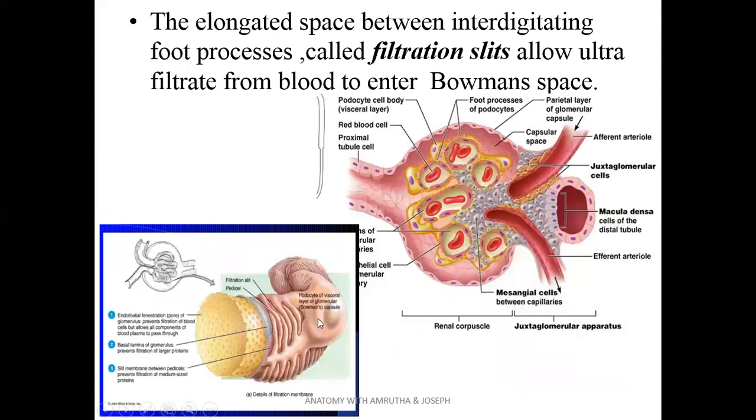And the elongated space between the foot processes can be seen here. This is a podocyte, a primary process. It's a magnified picture: a primary process, another primary process, a secondary process. So there is a space between one secondary process and the other secondary process, and this space is called the filtration slits, which allow ultrafiltration from the blood, and whatever is filtered from the blood will enter the urinary space.